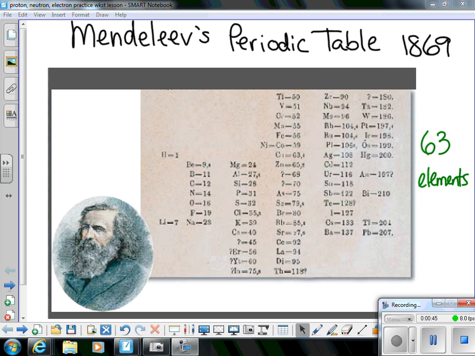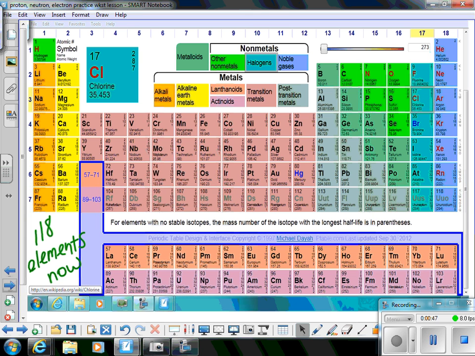Today's periodic table looks a little bit more like this, a lot more complicated than Mendeleev's, because we have found out a lot more information about these elements since his time. So now this is today's periodic table, and we have 118 known elements. Not all of them have been named yet, and we're still finding new ones. By the time you're an adult, there might be 150 new elements. We don't know. Okay, so this is something you need to start becoming familiar with.